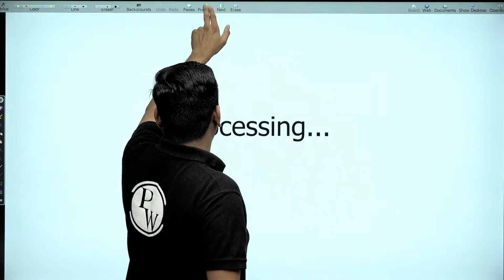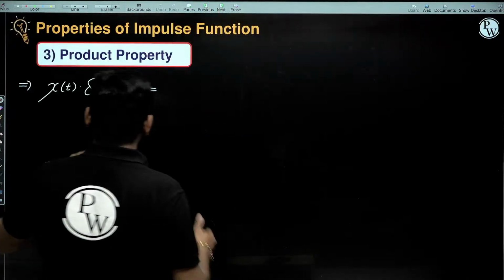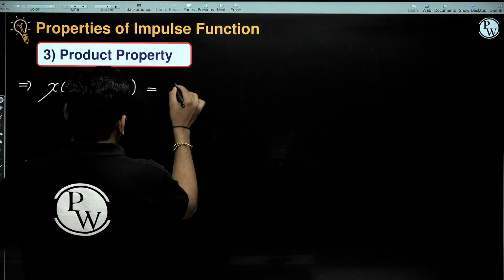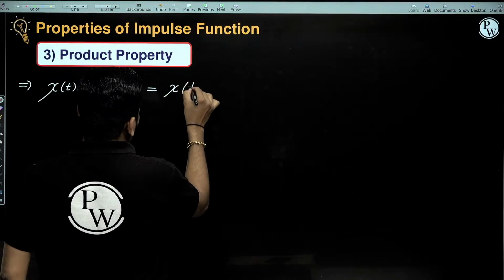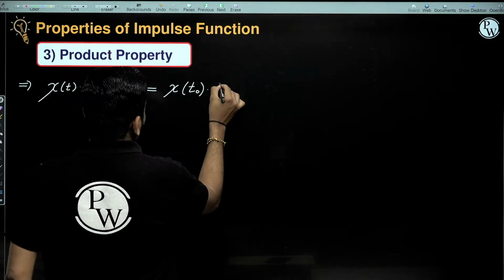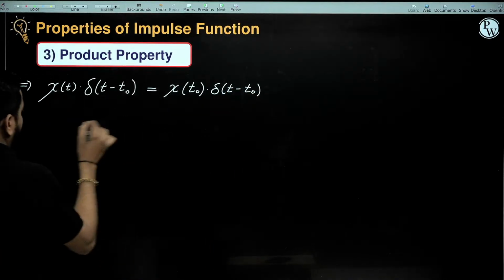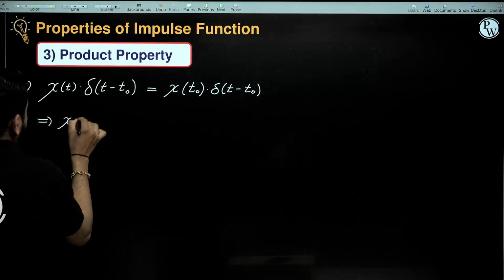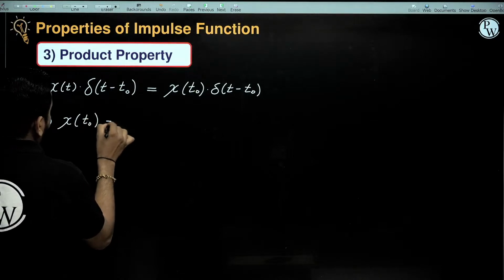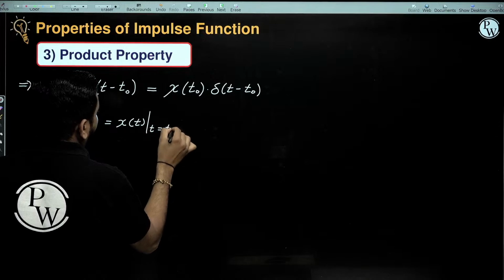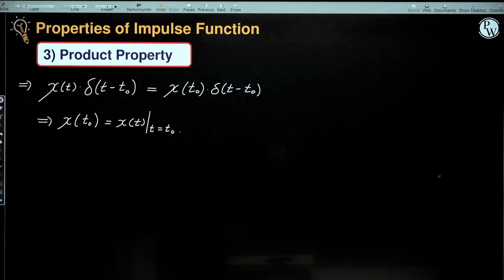So the resultant signal is a weighted impulse, that is x of t naught times delta of t minus t naught. What is x of t naught? x of t naught is nothing but the value of x of t at t equal to t naught. This is the property.